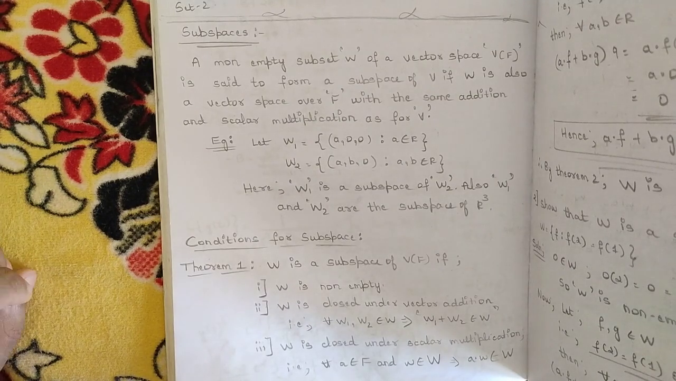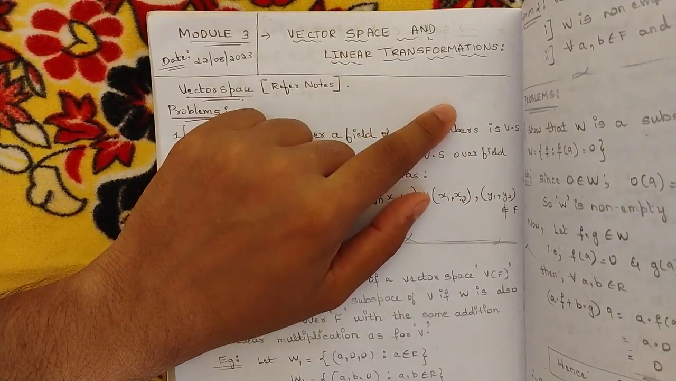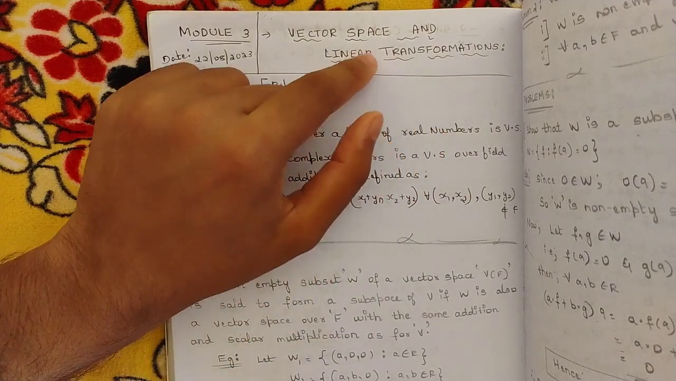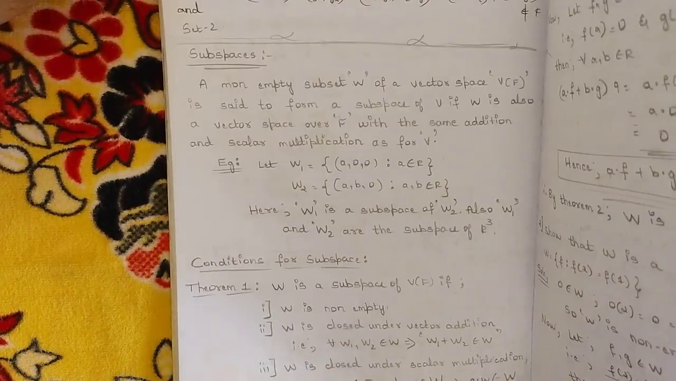As I told you in my previous session, I have already completed module 1. According to your syllabus, module 2 is about vector space and linear transformations. In our time it was module 3, so this is module 2 for you guys. Vector space and linear transformations.